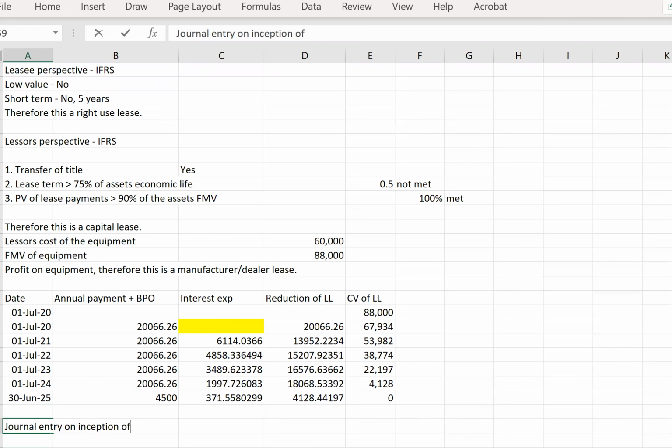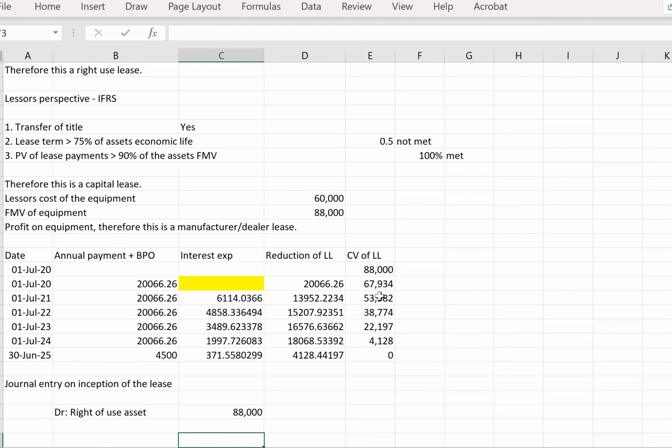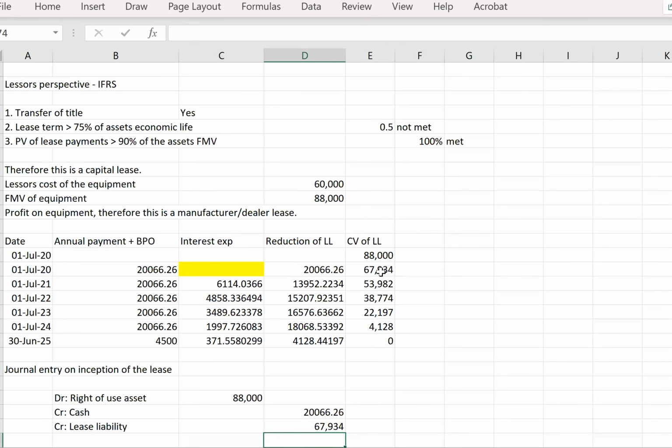Okay, so let's record our journal entry on the inception of the lease. So we're going to have debit right of use asset, and it's going to be $88,000. We're going to have credit cash, and this is going to be our first lease payment right here. And then we're going to have credit lease liability, and it's going to reduce it by this payment minus the cash, which is the $67,934 that we can see in our amortization schedule right here.